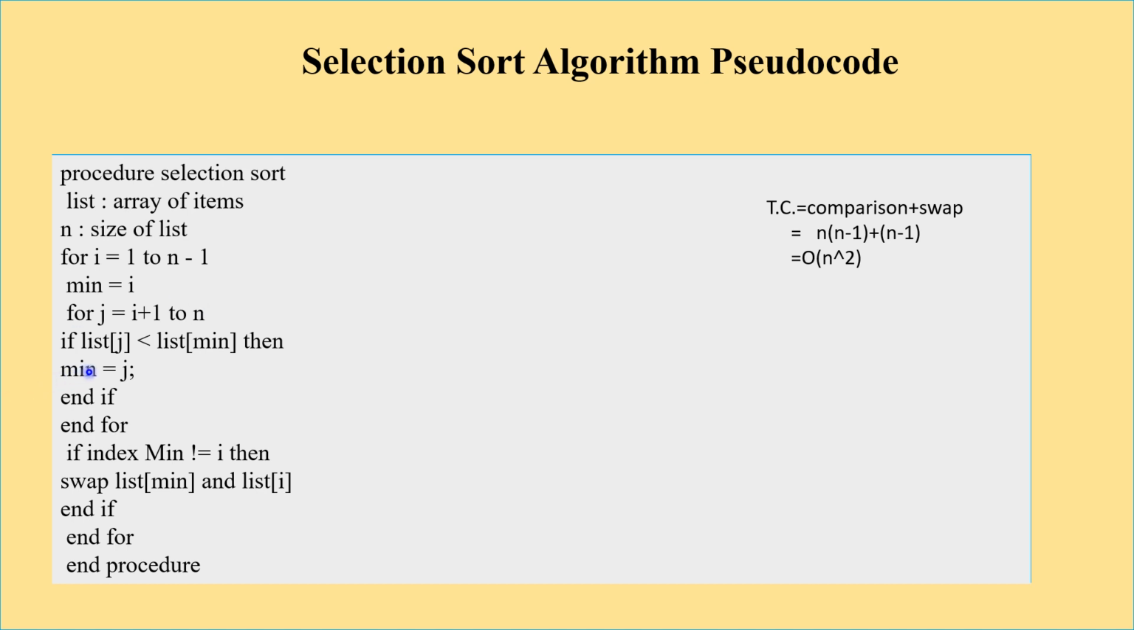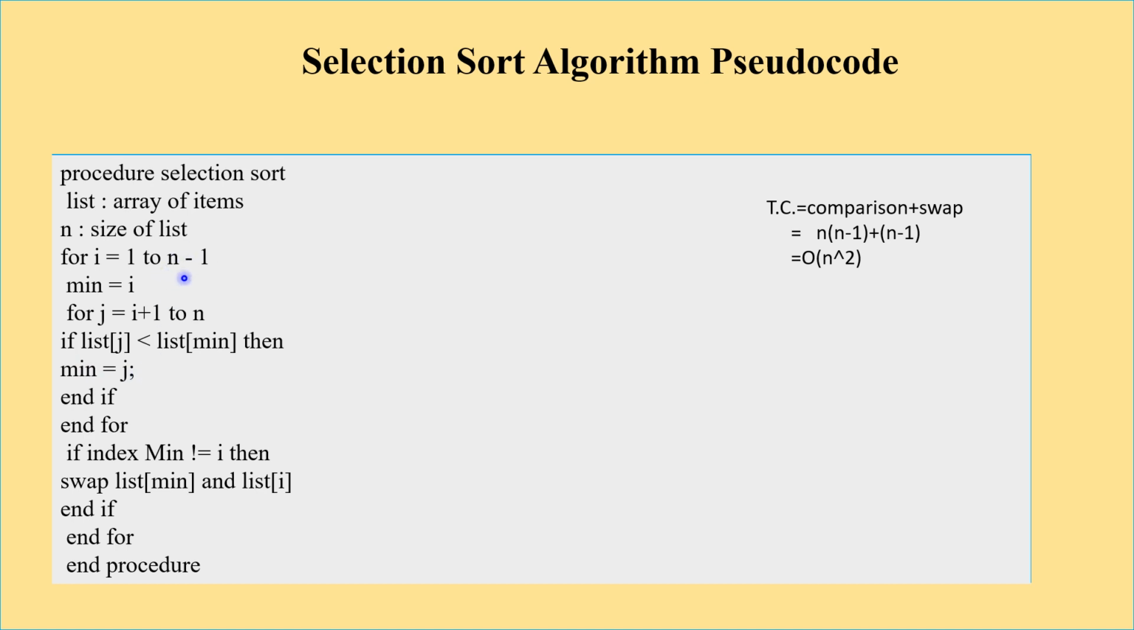And after that, we are cross-checking whether the element at list of j is less than the minimum. What have we supposed as the minimum? We have supposed i. Initially we supposed that i is the minimum, and if we find that the jth element is smaller, then we put the j value into the minimum, so that we can place the correct value, right?